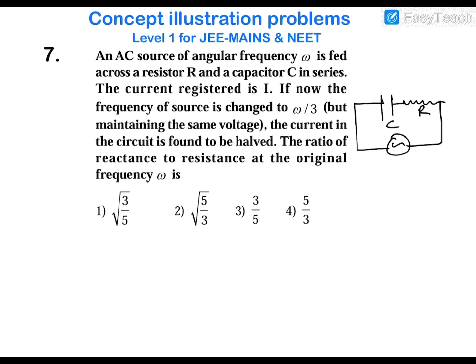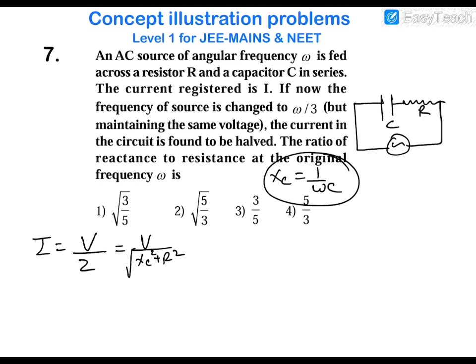Now, when the frequency of the source is changed to omega by 3, the current in the circuit is found to be halved. Then the ratio of reactance to the resistance at the original frequency will be. See, first of all, we can say that the current in the circuit initially will be I equal to V upon Z. And we know that Z is under root of XC square plus R square, and obviously XC is equal to 1 by omega C.